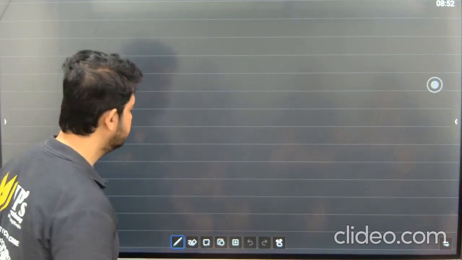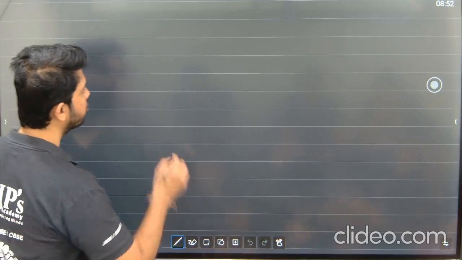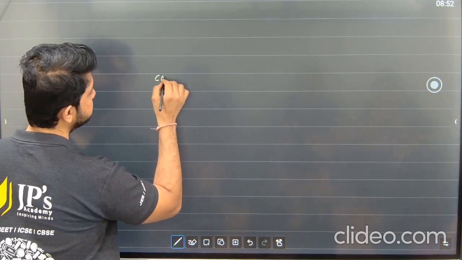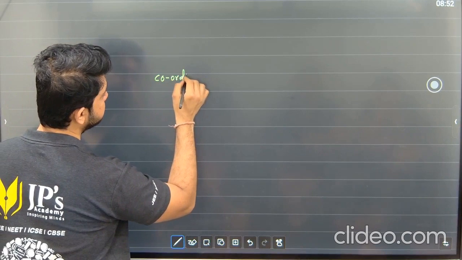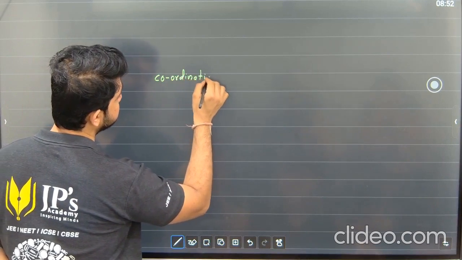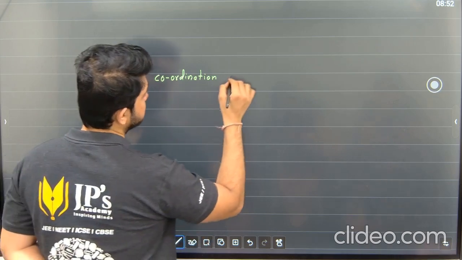चलो, we start with inorganic में coordination compounds.